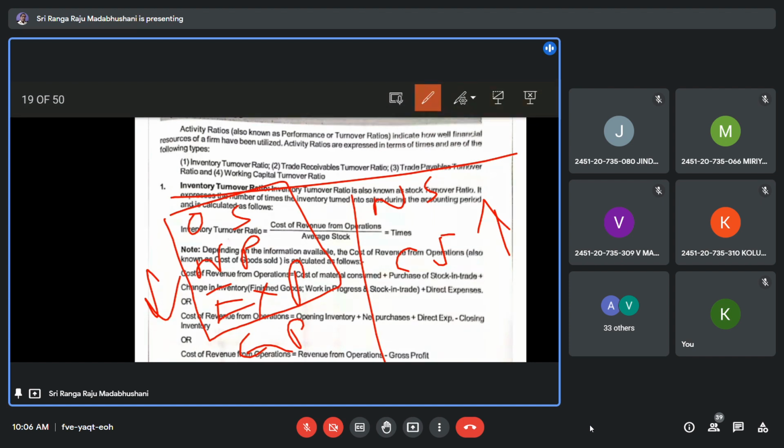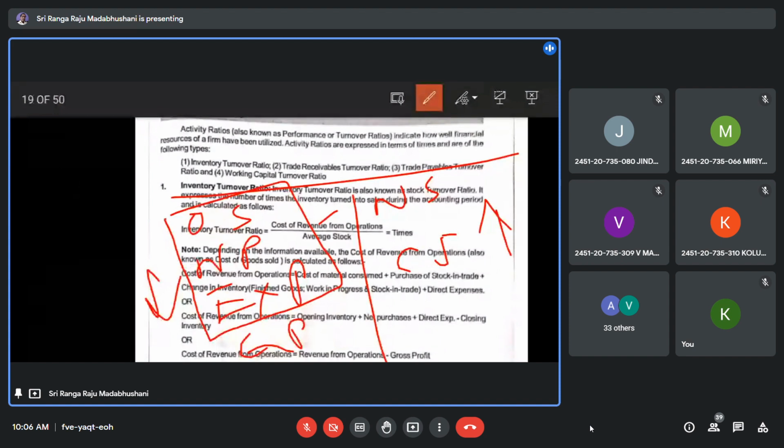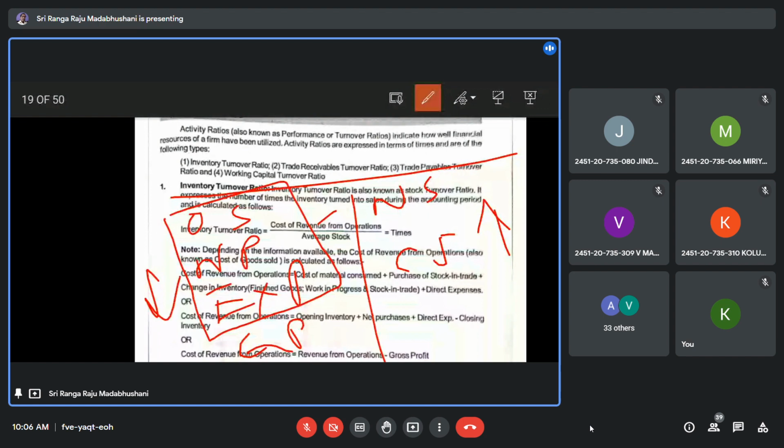Then you have to subtract the closing stock. Then you will get revenue from operation. Revenue from operation can be found with the help of the sales, using the gross profit rate, or directly: opening stock, then net purchases, then expenses, then minus closing stock.